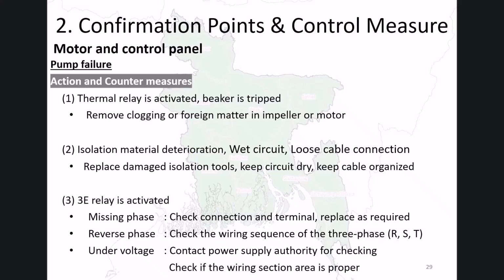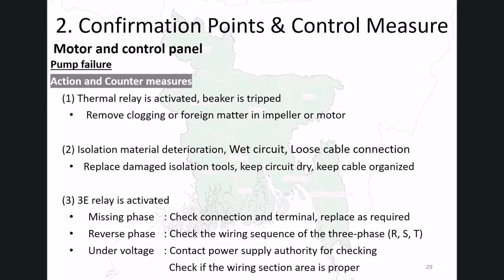Moving on to insulation deterioration, wet circuit, loose cable connection. Replace any damaged insulation materials, keep the circuit dry, and ensure all cables are properly organized and secured to prevent short circuits or current leakage. Finally, 3E relay activation. The appropriate countermeasure depends on which abnormality triggered the 3E relay.